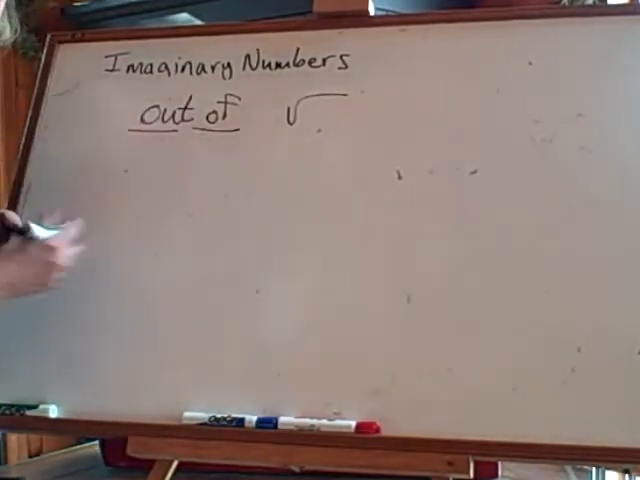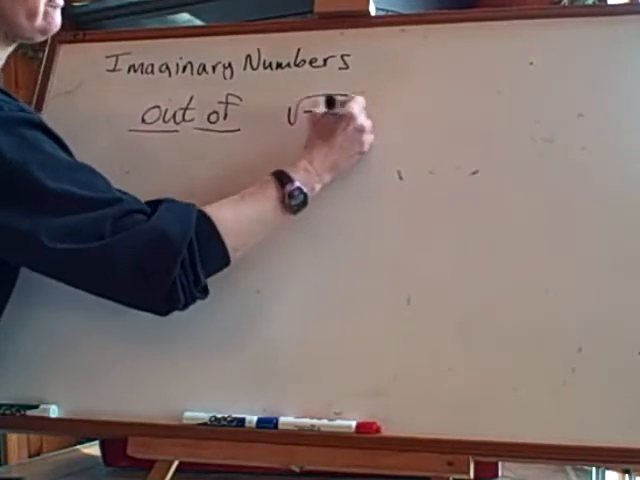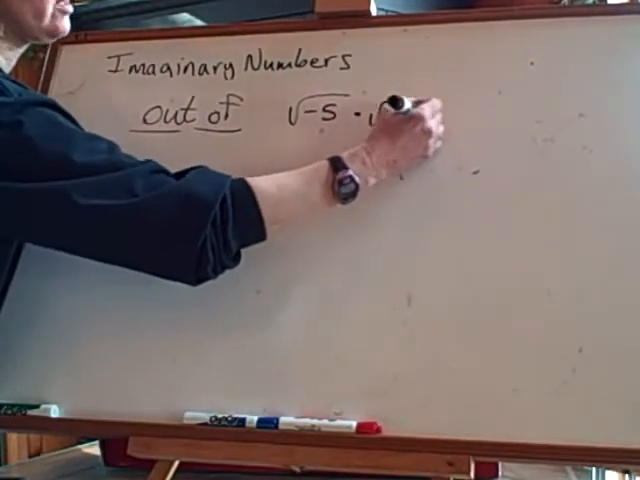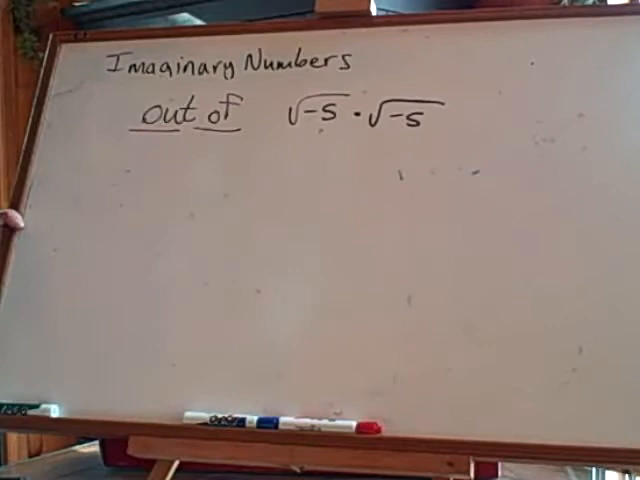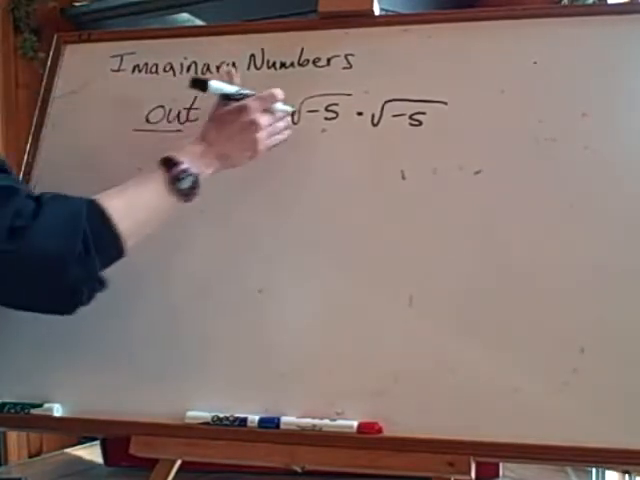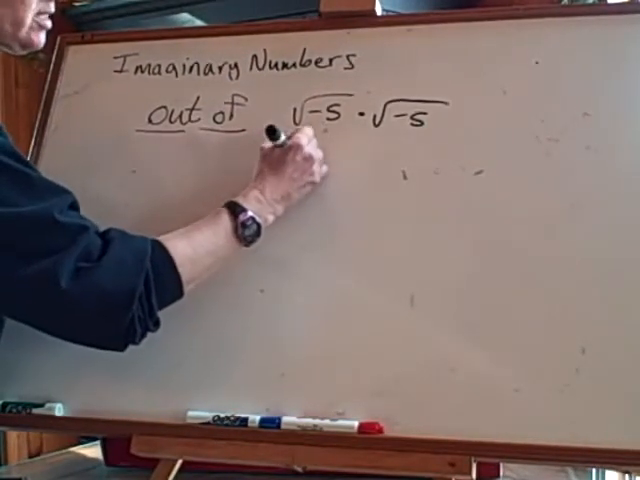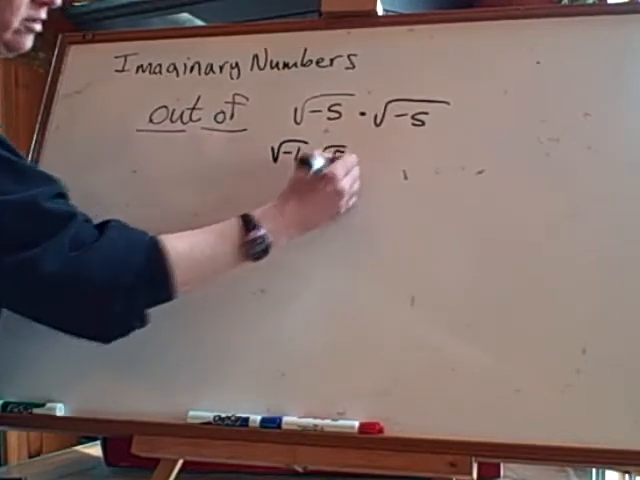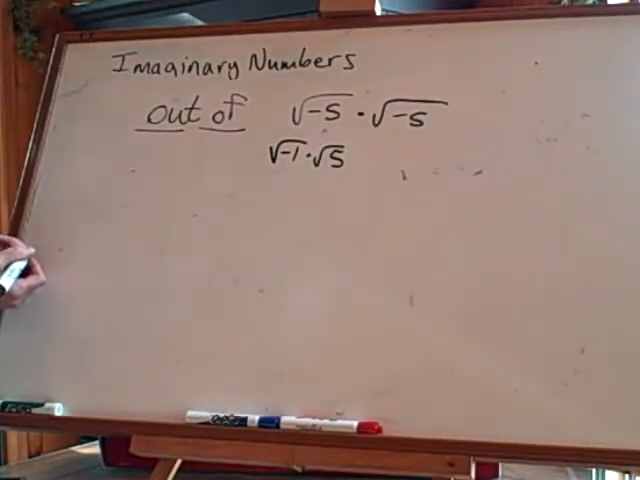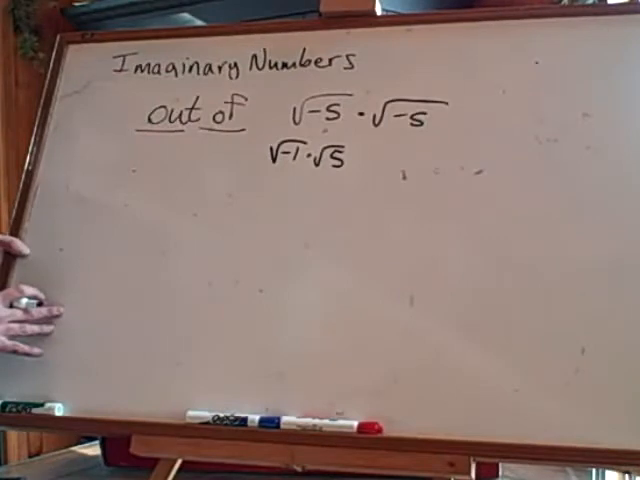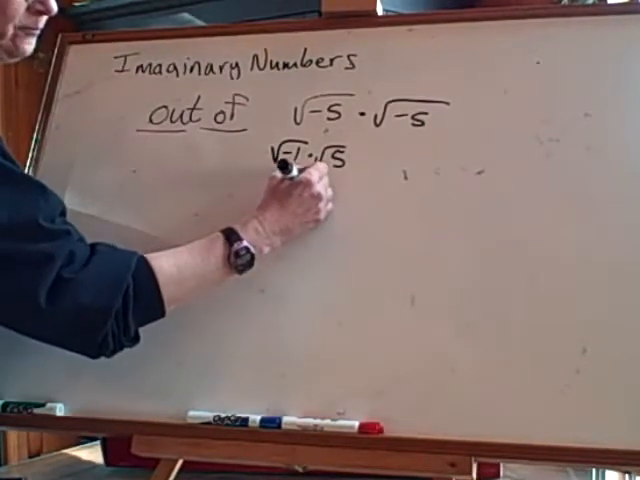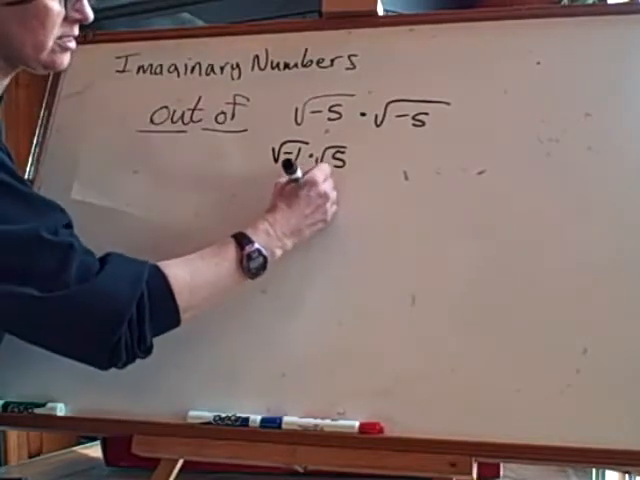Well, let's say I have the square root of negative 5 times the square root of negative 5. What they want you to do is say that the square root of negative 5 is the same thing as the square root of negative 1 times the square root of 5. Are you okay with that? What is the square root of negative 1? i. So we take that out, and that's i times the square root of 5.